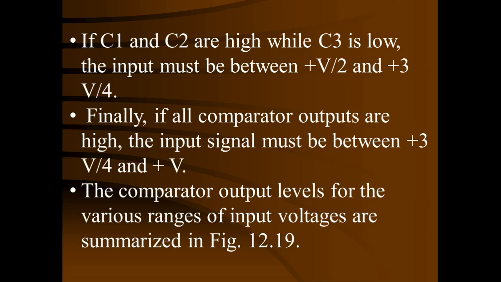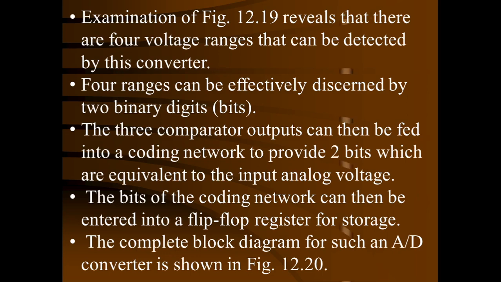The comparator output levels for these various ranges of the input voltage are summarized in figure 12.19b, that is given in a table. So, examination of figure 12.19b reveals that there are 4 voltage ranges that can be detected by this converter. So, the input voltage from 0 to +V volt is divided into 4 different ranges. That is the interval of +V/4.